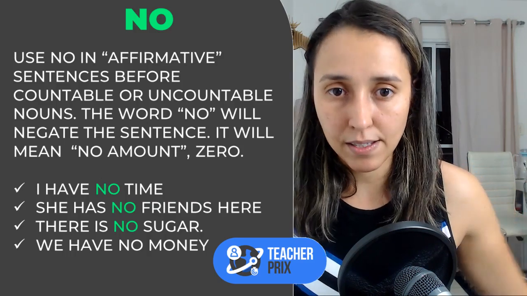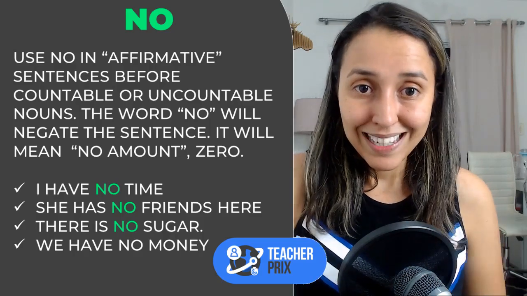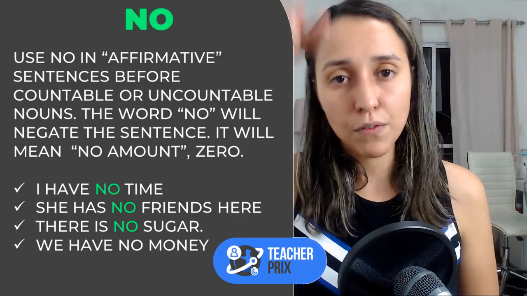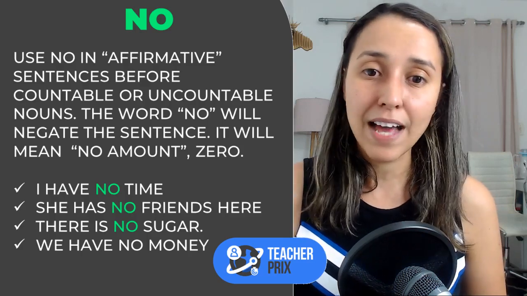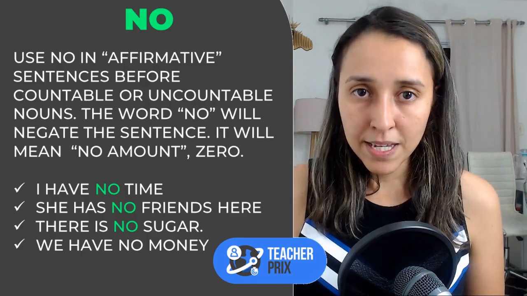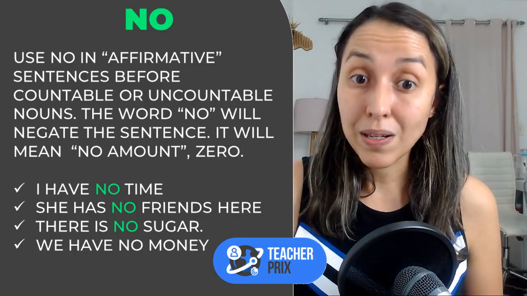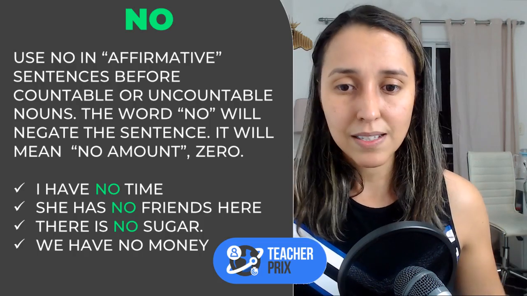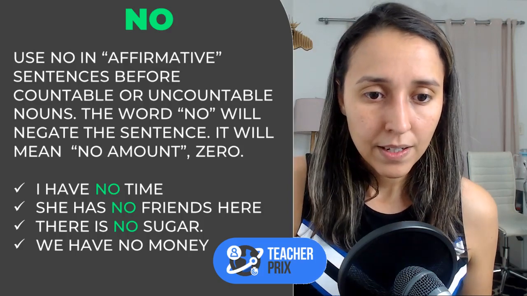I have no pets. This means I have zero pets. I have no pets, okay? So it is an affirmative structure, but because of the word no, you are negating the sentence. So this means zero. I have no friends here. It means I don't have any friends, okay? So this is also a possibility with no. That's why no is the easiest, because it's a very simple structure, okay?